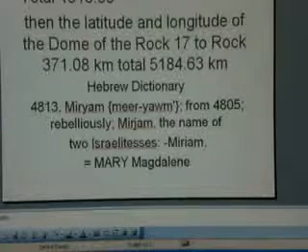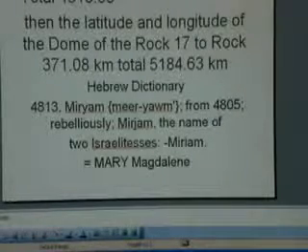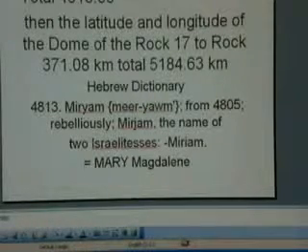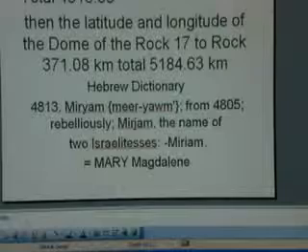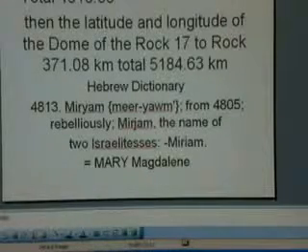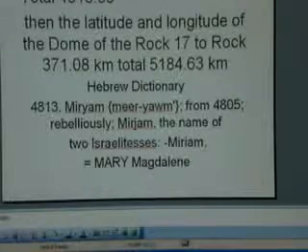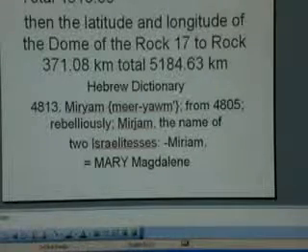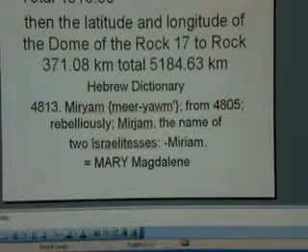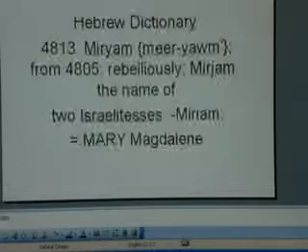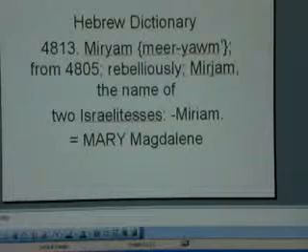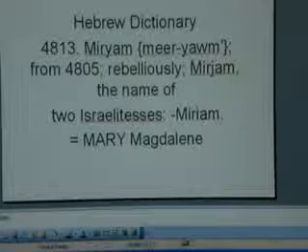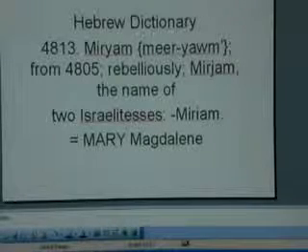As I said before, the position of the Pentagon in relationship to Apollo 11, the bearing in degrees is the word Mary, Magdalene. So the word is actually Magdalene, 3094. So in Hebrew we have the 4813 is Miriam or Mary.